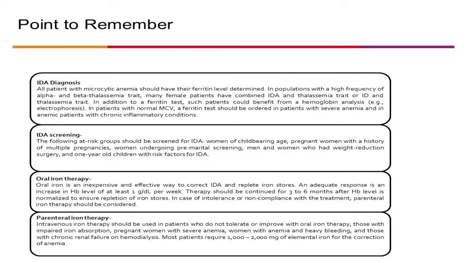All right. So points to remember: ferritin is the most accurate test in diagnosing iron deficiency anemia, especially in our population, where we have a lot of patients with thalassemia traits. Sometimes it can be difficult to diagnose and misleading, but ferritin would give you a very good diagnosis of iron deficiency anemia in these patients. The populations recommended to screen are women of childbearing age, pregnant women, those with multiple pregnancies before, premarital screening, or patients going for post-bariatric surgery. So it is advised to screen these patients for iron deficiency anemia.